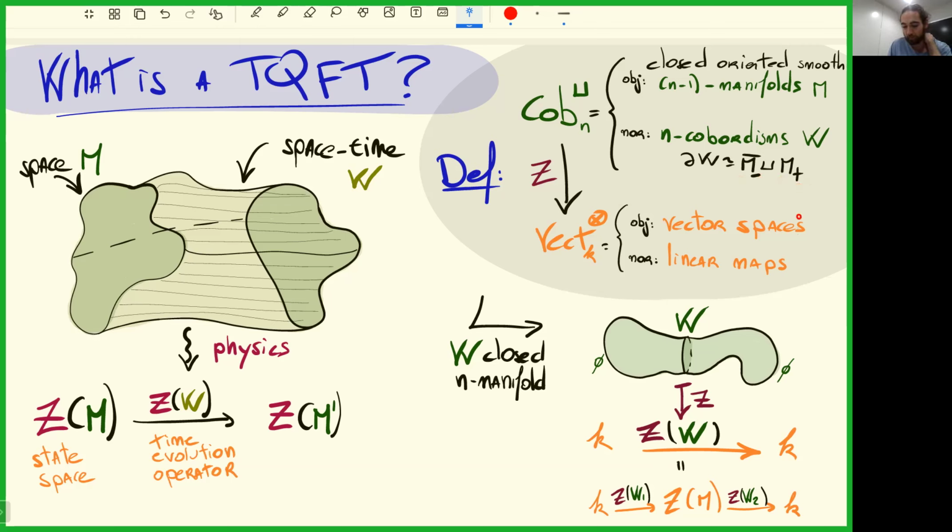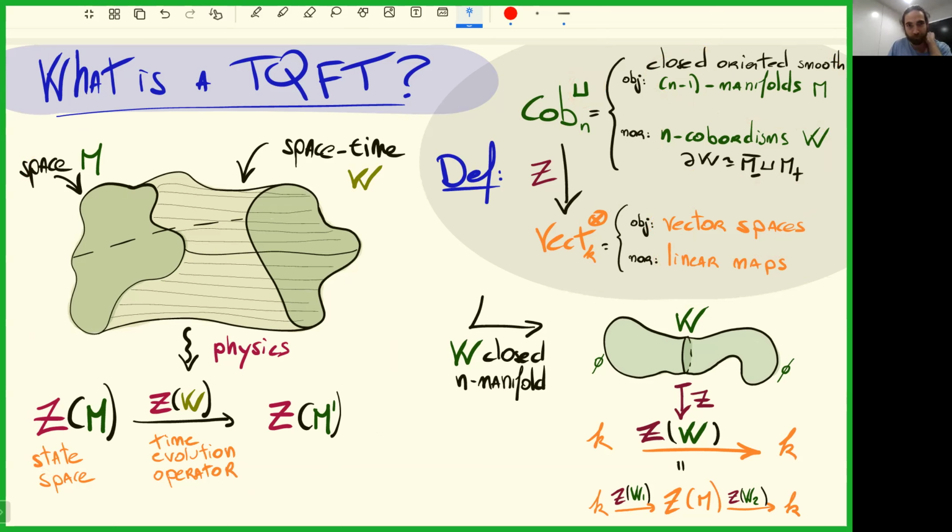And the target is vector spaces with linear maps. So really this functor is encoding exactly what I told you before. To a space, an (n-1)-manifold, you assign a vector space, and to a cobordism between them, you assign a linear map, and this should preserve composition, and also it should send disjoint union to tensor product.